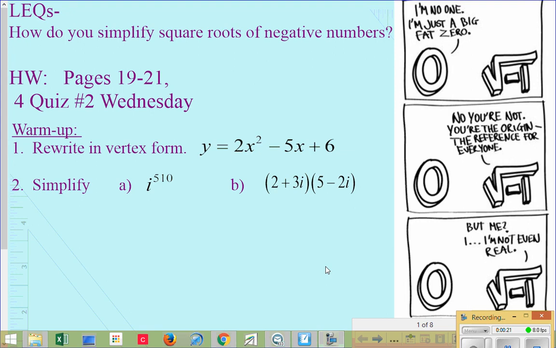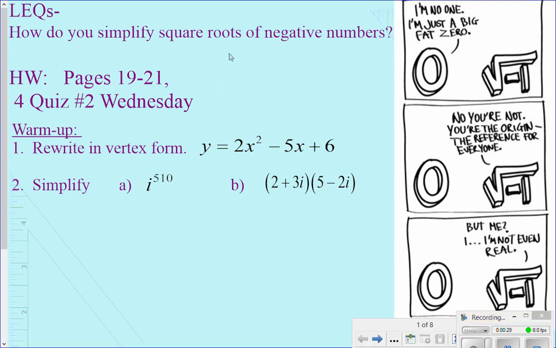So first I will work on this first one. I'm rewriting in vertex form. So I'm factoring out a 2, left with x squared minus 5 halves x. And then I have plus 6. So I'm going to take half of 5 halves, or in other words, negative 5 halves times 1 half, which gives me negative 5/4. I'm going to square that, which gives me 25/16. So I'm adding 25/16.